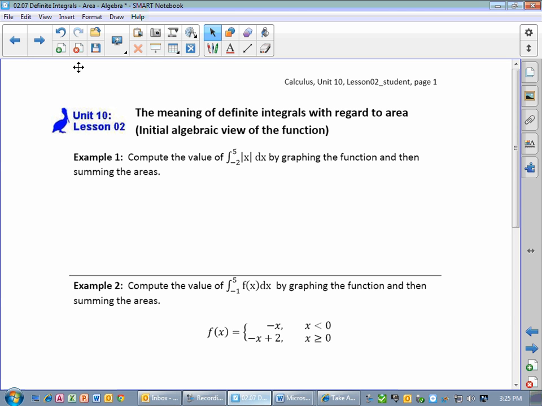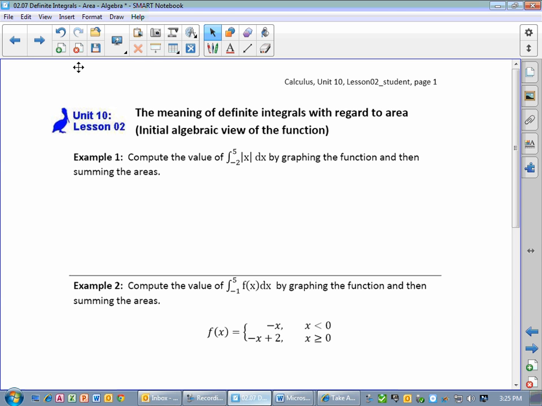What does it have to do with the graph? If you're given a graph, how do you find the definite integral? The area. So it's the area, right? So the definite integral is the area bounded by the curve, the x-axis, and your bounds, right? So it's that area.